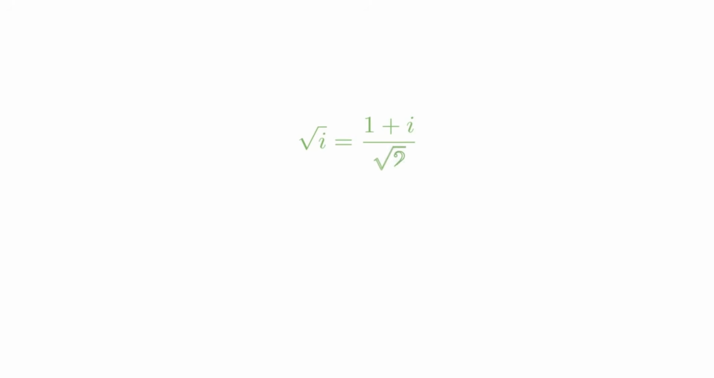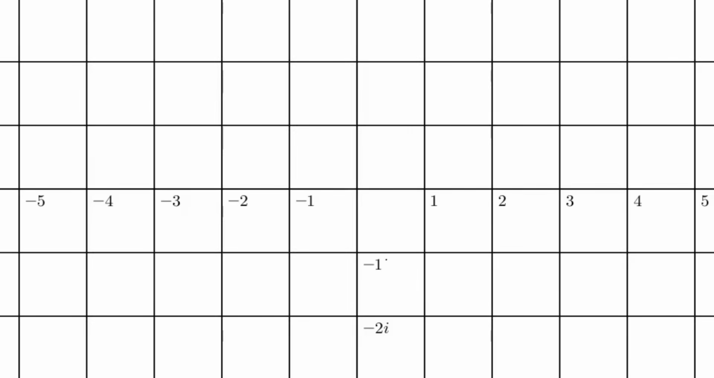Square root iota equals (1 plus iota) over square root 2. Square root iota equals minus (1 plus iota) over square root 2. Graphically, these two roots are opposite points on the unit circle. They differ by pi, 180 degrees, but have the same magnitude.